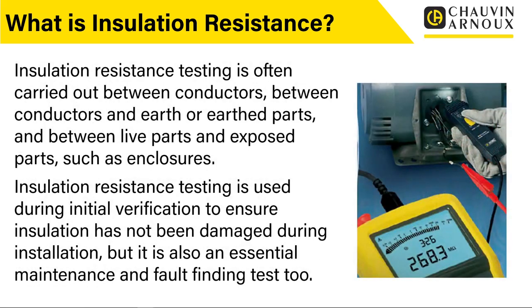Insulation resistance testing is often carried out between conductors and earth, or earthed parts, and between live parts and exposed parts, such as enclosures. Insulation resistance testing is used during initial verification to ensure insulation has not been damaged during installation, but it's also an essential maintenance and fault finding test too.